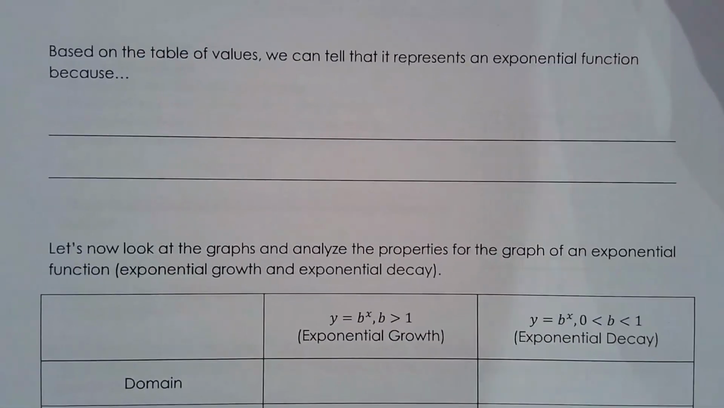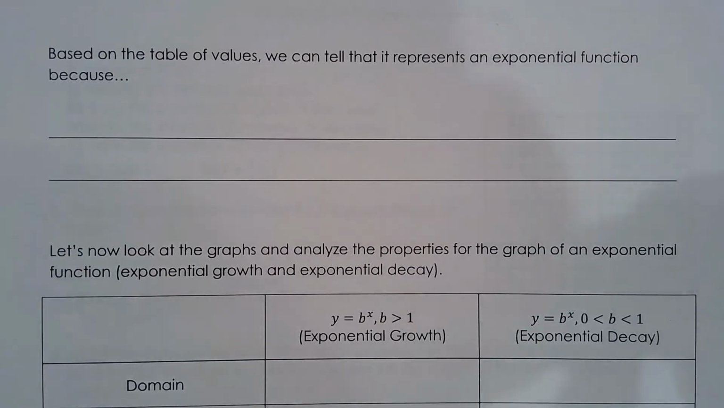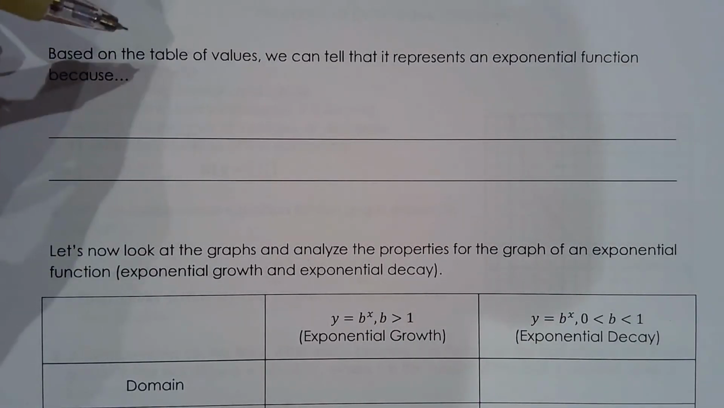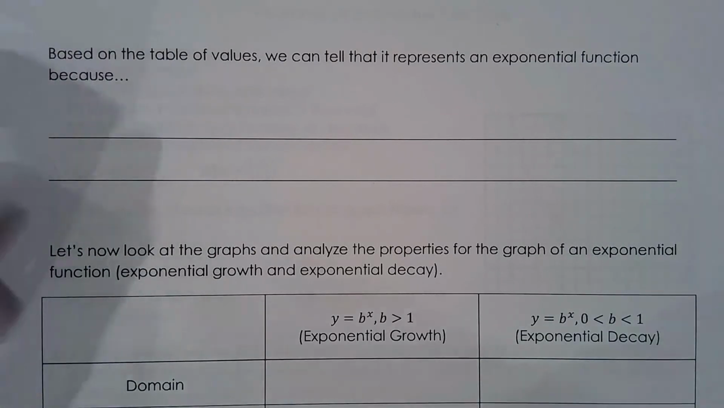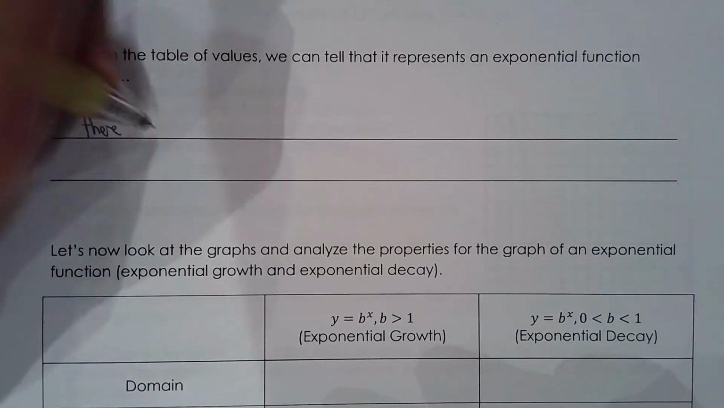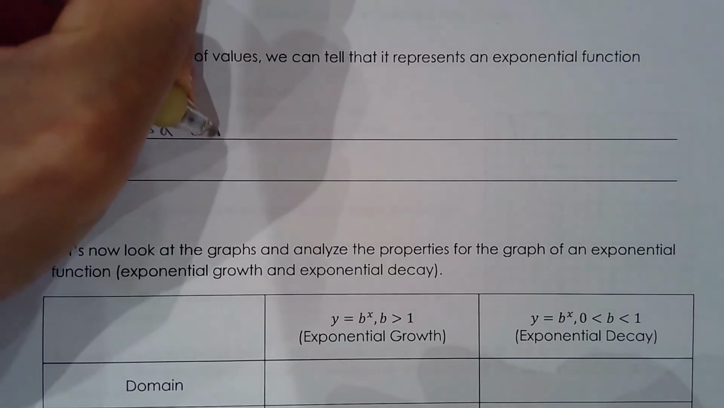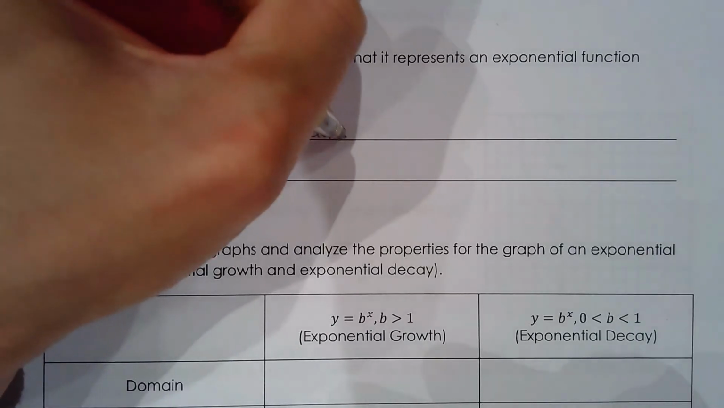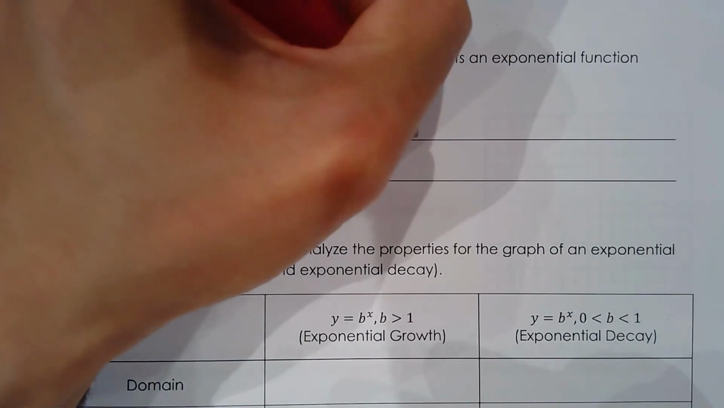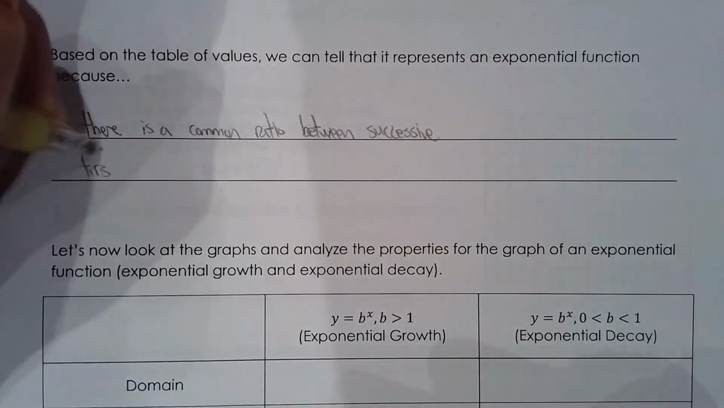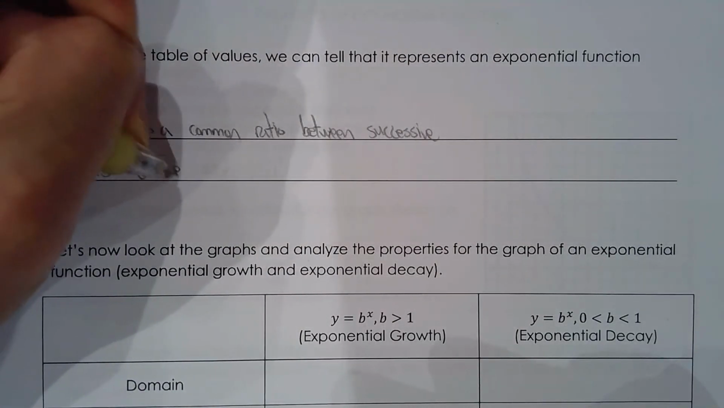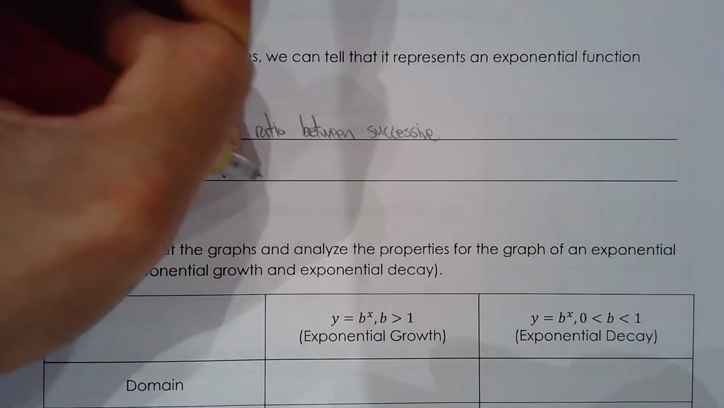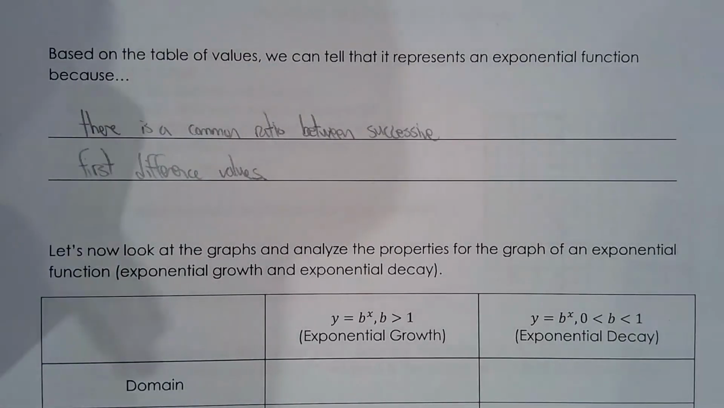So let's go back to the table of values just before we forget the idea here. Based on the table of values, we can tell it represents an exponential function because there is a common ratio between successive first difference values. If there's a common ratio between successive first difference values, you know that the table represents an exponential function.